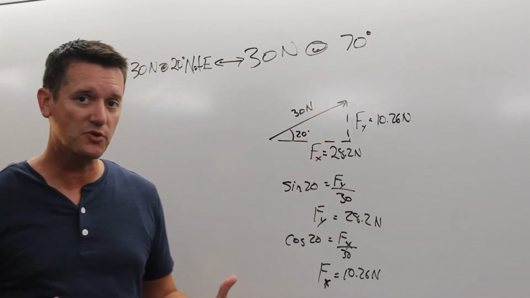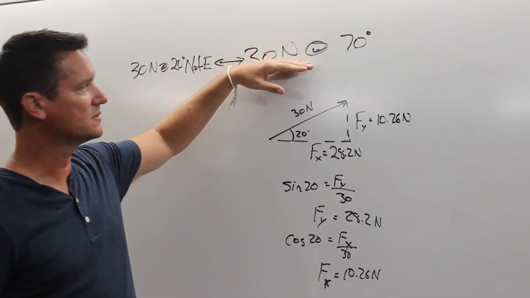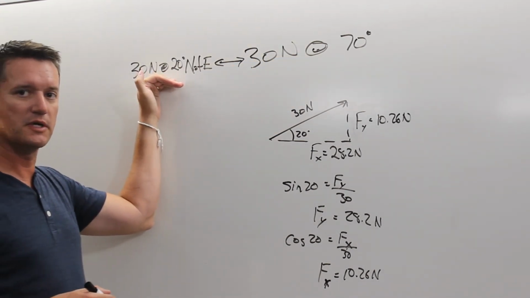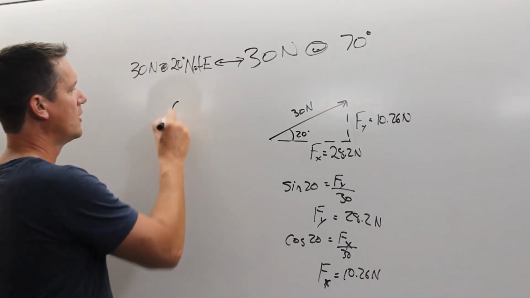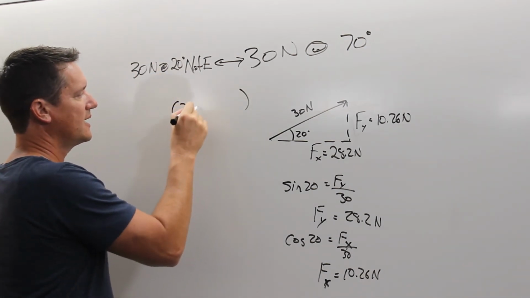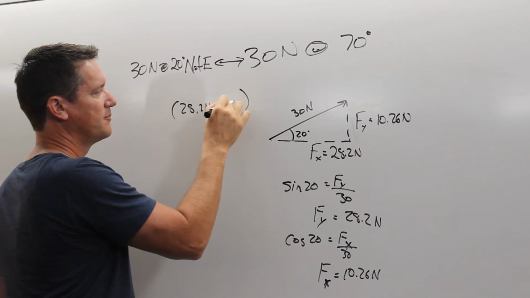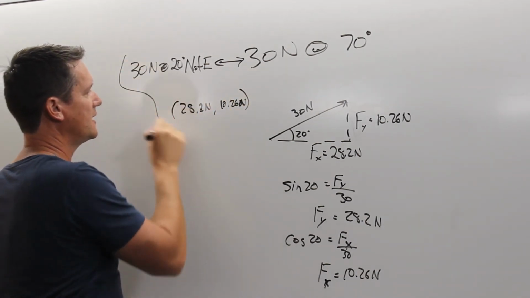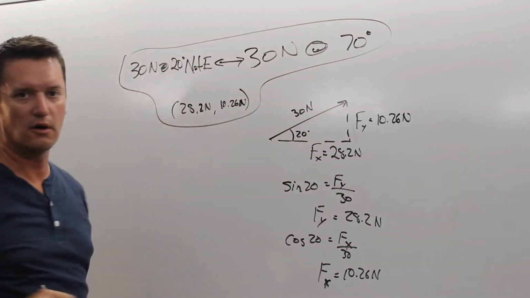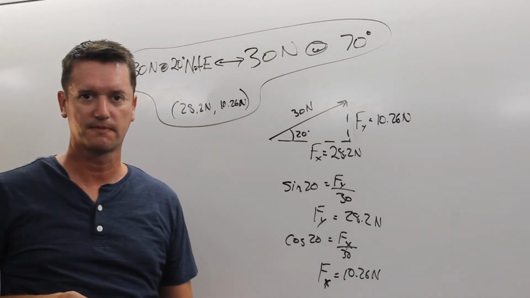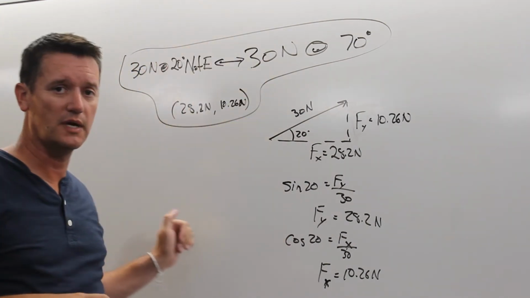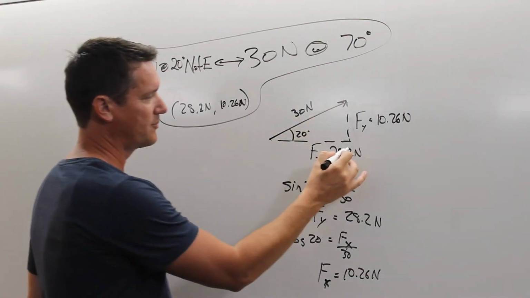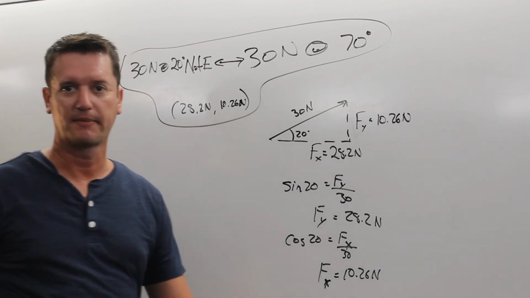So another way to describe this vector, we can say 30 newtons at 70 degrees, boom. We could say 30 newtons at 20 degrees north of east, boom. Or we could say 28.2 newtons, 10.26 newtons. These three are all equivalent vectors. If I gave you any of those three, you would draw this exact thing. You would draw 28.2 over, 10.26 up.